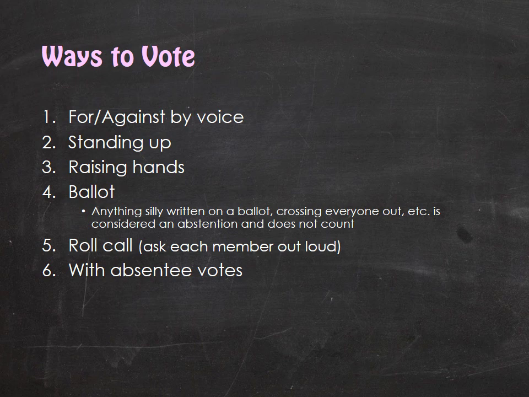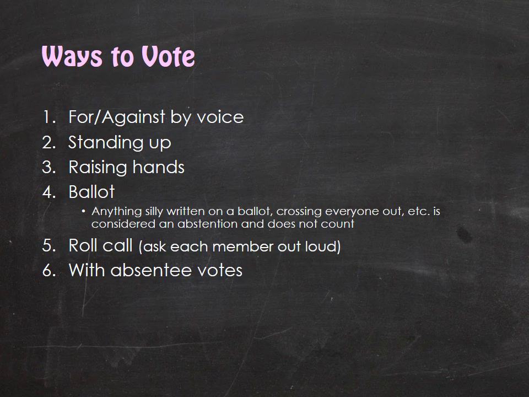As a chair, you can have people vote in a few different ways. You can have them say aye or nay collectively and go based on sound, though you can probably guess that this isn't a good idea in tight races. You can have people say their votes aloud, stand up to vote, raise their hands, or use a ballot slip. What if people say silly things or write them on a ballot? Then it doesn't count. Just throw that ballot away.